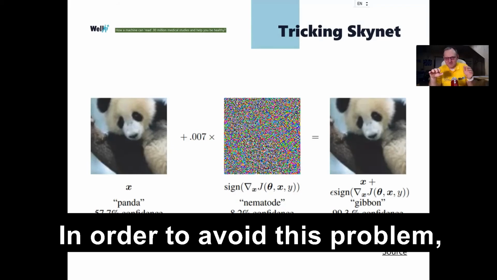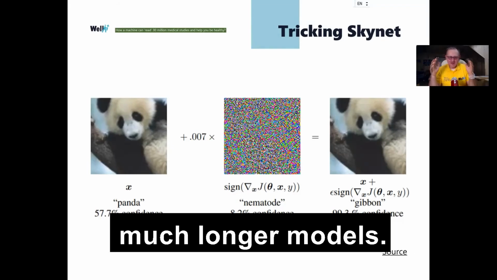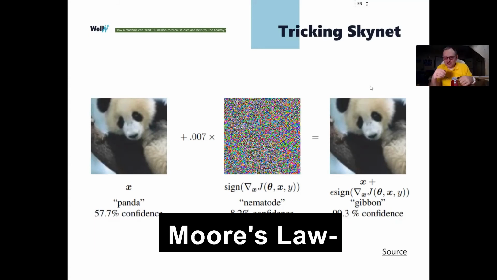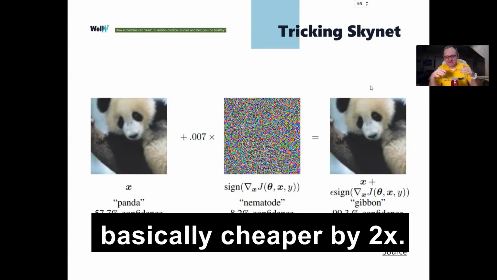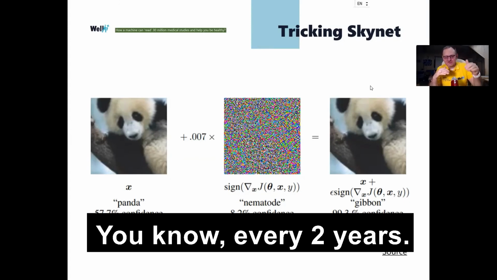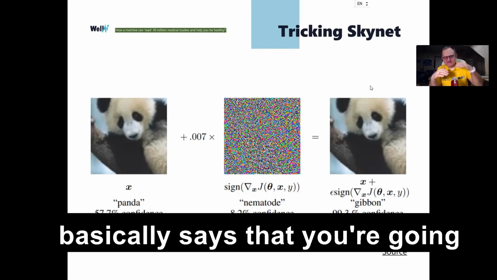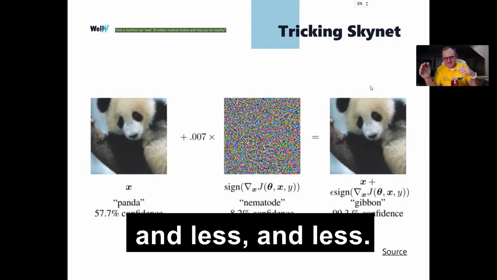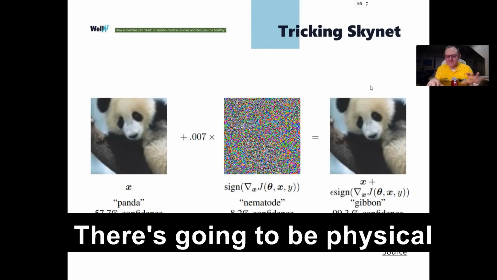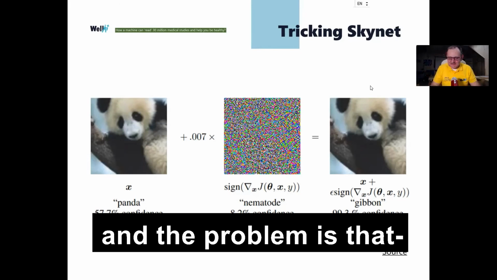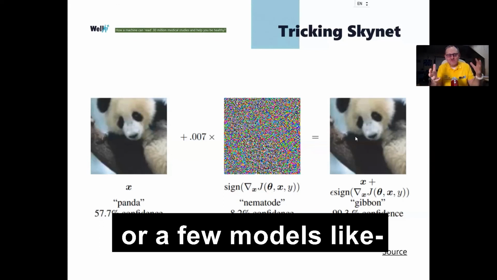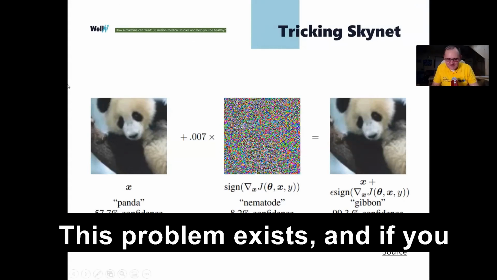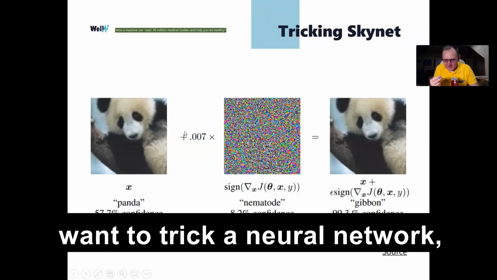In order to avoid this problem, you need to train much bigger, much longer models, so the computing power has to increase tremendously. And it's not increasing as much. Moore's law says computing power becomes cheaper by 2x every 2 years. So Moore's law basically says that you're going to get more and more powerful computers over time, and they're going to cost less and less. That's no longer true, by the way. There are going to be physical barriers there. And the problem is that you can train one or two or a few models to avoid this problem. You can't train them all, with very complicated models. This problem exists, and if you want to trick a neural network, you can.